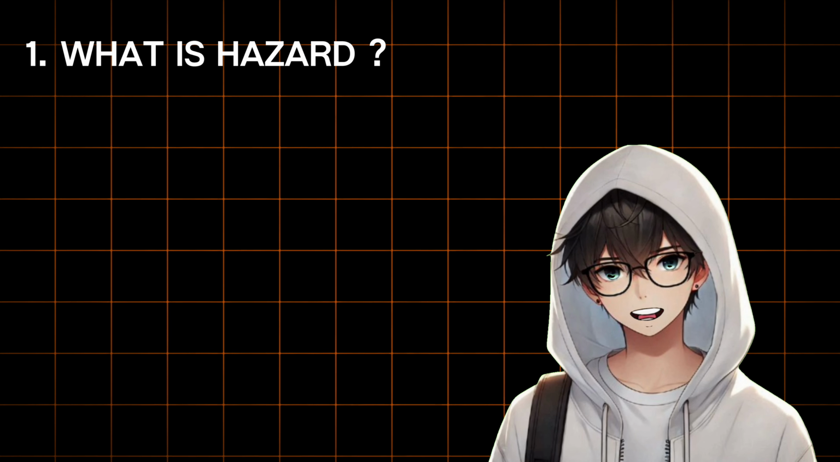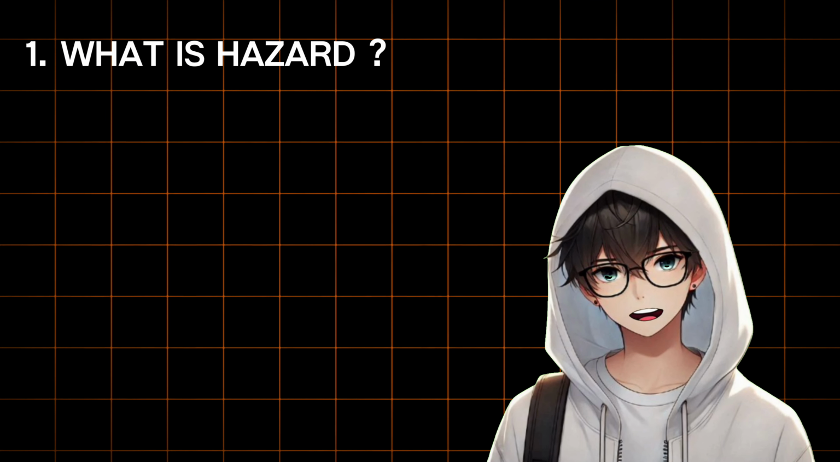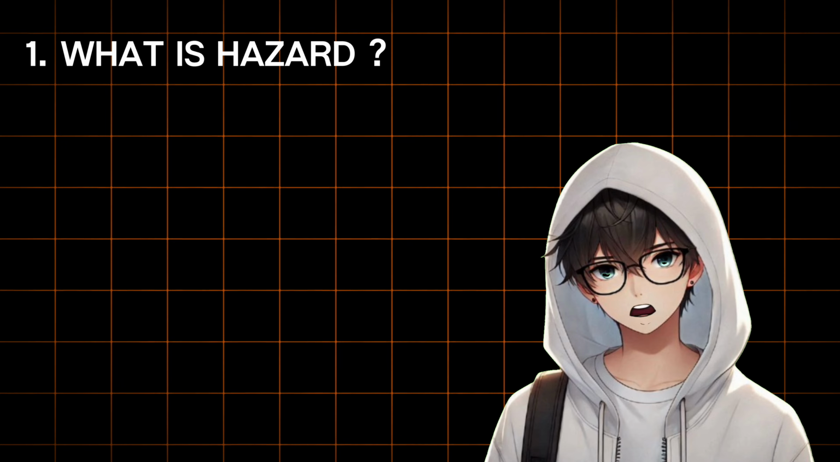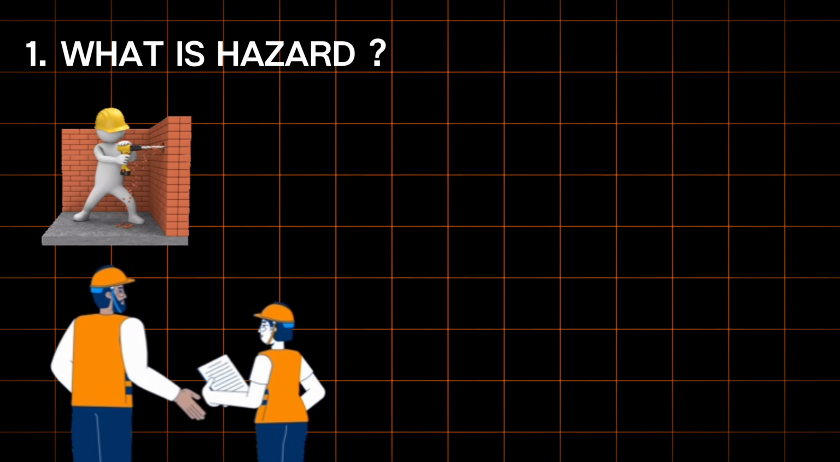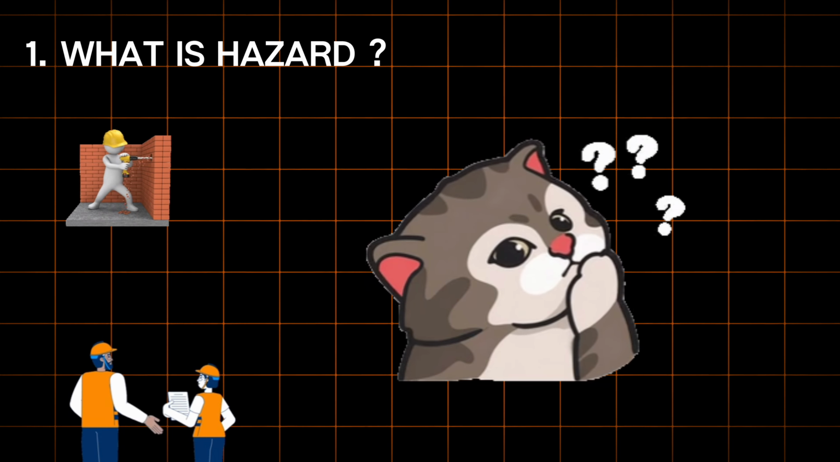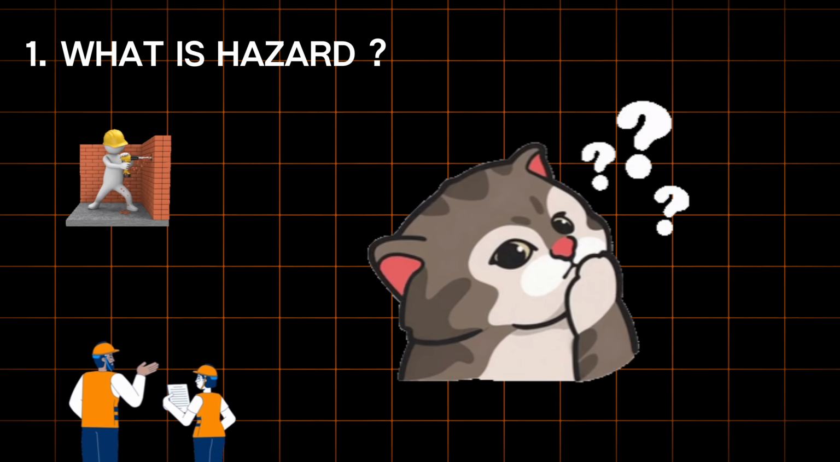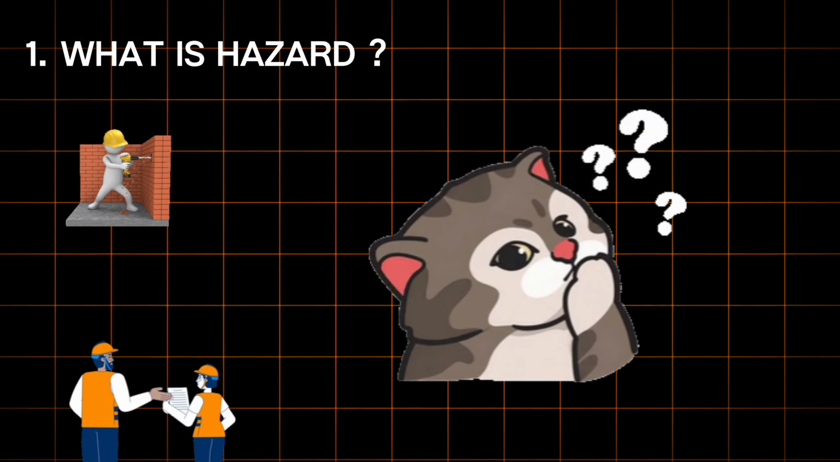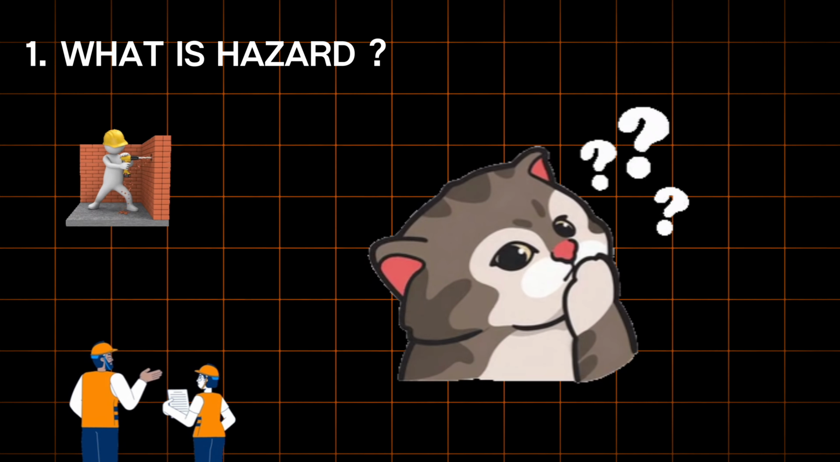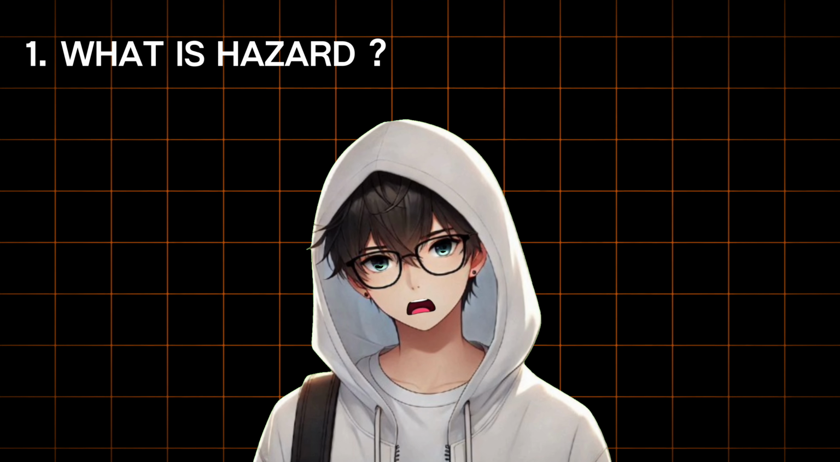What is a hazard? Before we define hazard, let's think like an HSE professional. Whenever you walk onto a construction site, you should never ask what accident can happen. Instead, ask what is present here that has the potential to cause harm. That single question changes your entire approach towards safety. Because hazards exist before accidents happen.